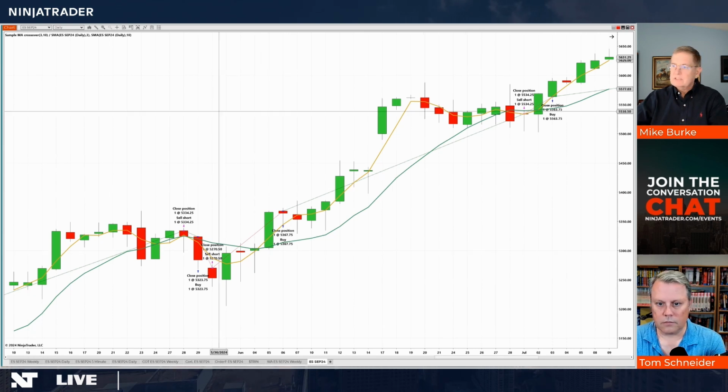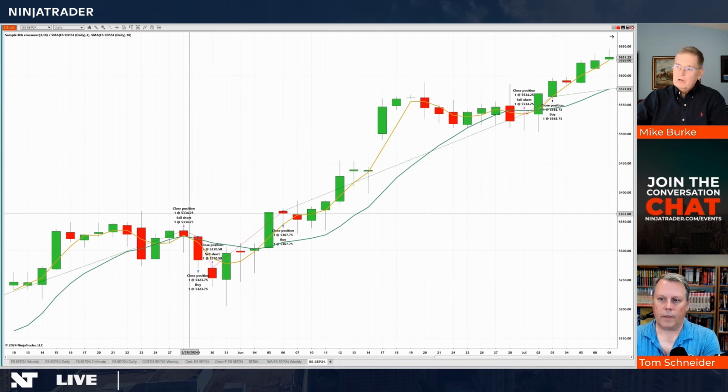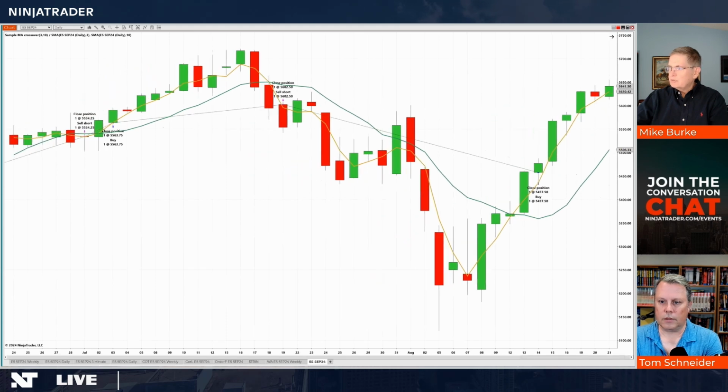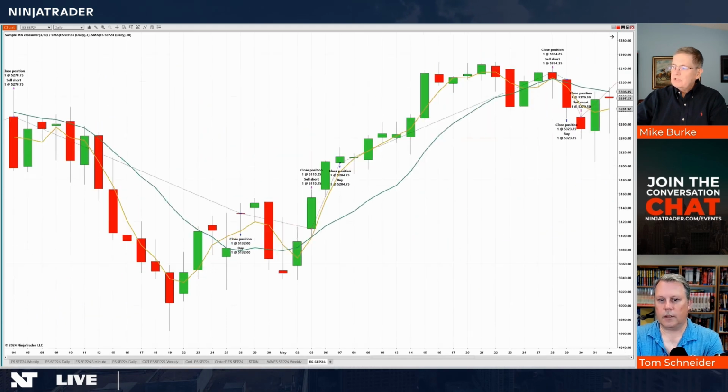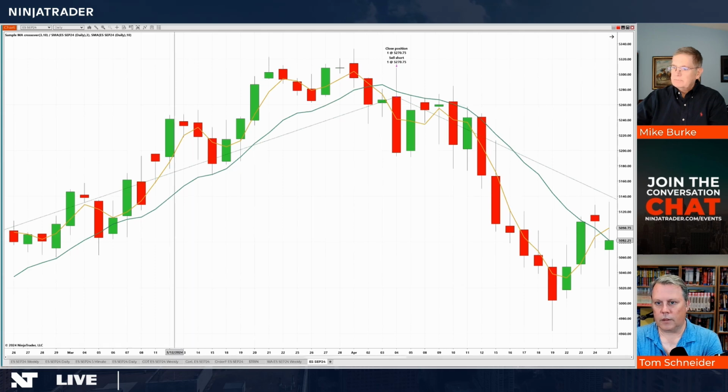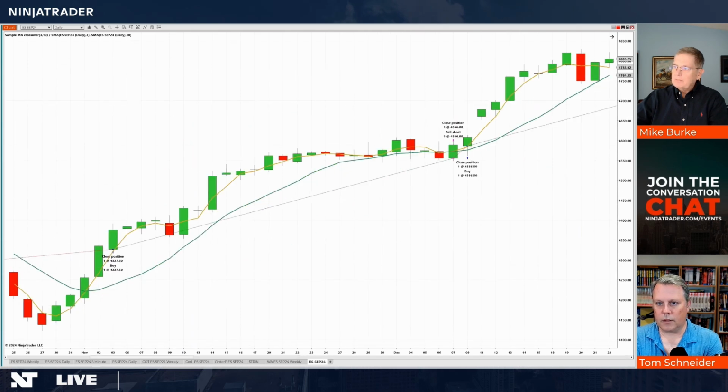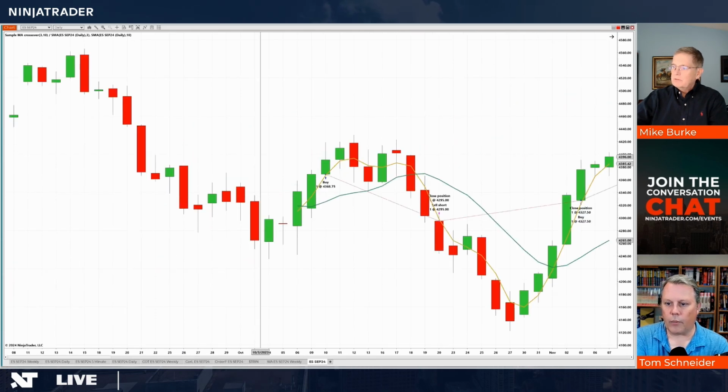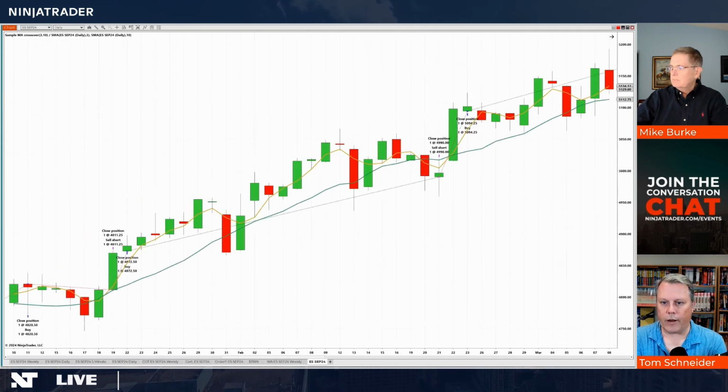All right, let's look at the performance of this chart, Tom. So all of the trades that we have in the chart here, if we just scroll back, you can see all of these trades that occurred historically throughout the chart. I don't know why I'm having trouble scrolling. And Mike, that's a good point. You could look at the performance trade by trade.